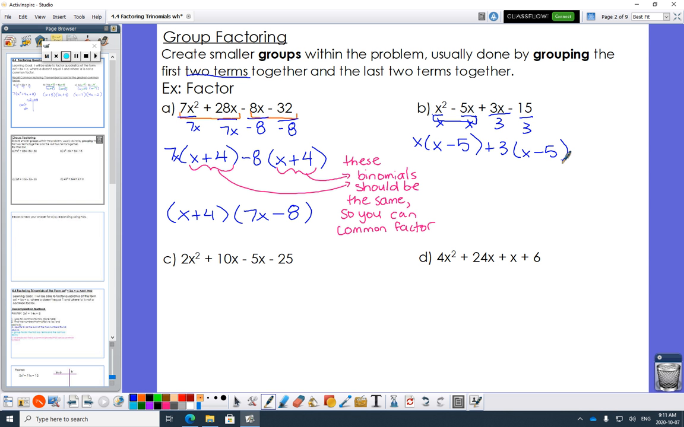I'm not going to trick you. So if it says factor, it will be factorable.